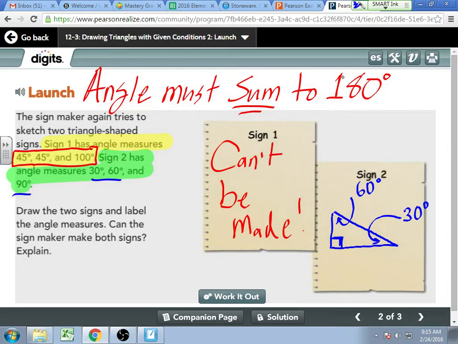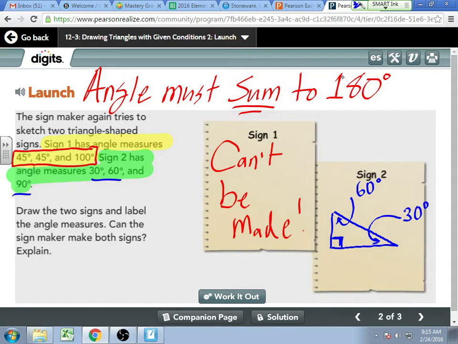So if you used your protractor, we could make that perfect, but then we'd have to be very careful with the side lengths. The big thing I want you to see here is my biggest angle is opposite my biggest side. My smallest angle is opposite, or across from, my smallest side.